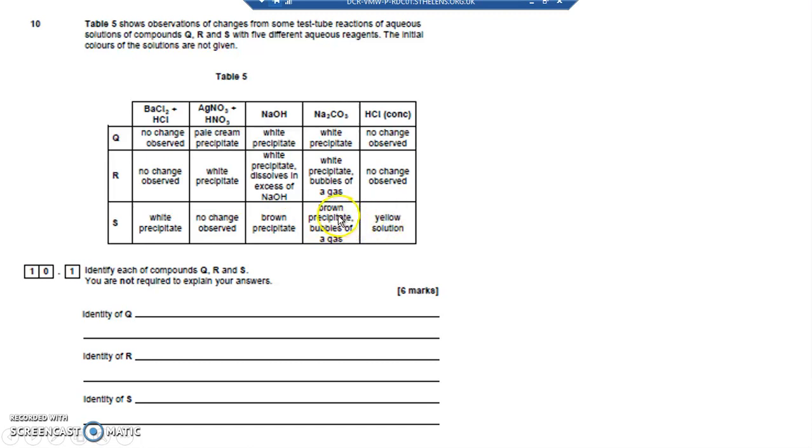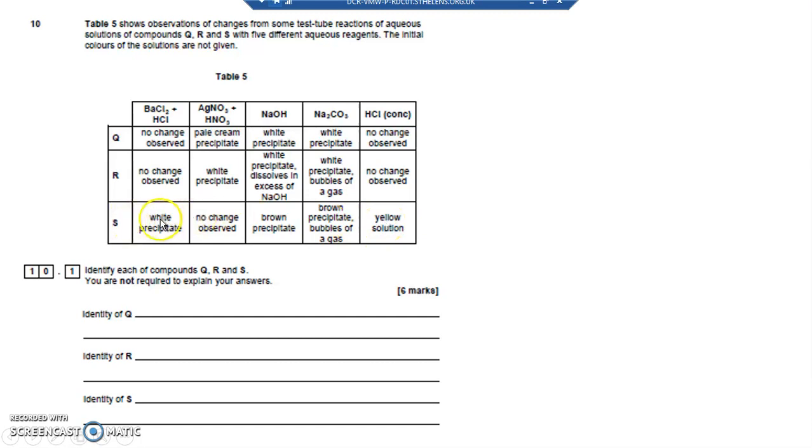I'm just going to check here. A brown precipitate, bubbles of gas. Yes, iron 3, something that's charged 3 plus, is acidic. It's going to give bubbles of gas with a carbonate, so that's correct. And a yellow solution, yeah, it's going to form FeCl4 minus as a transition metal complex ion.